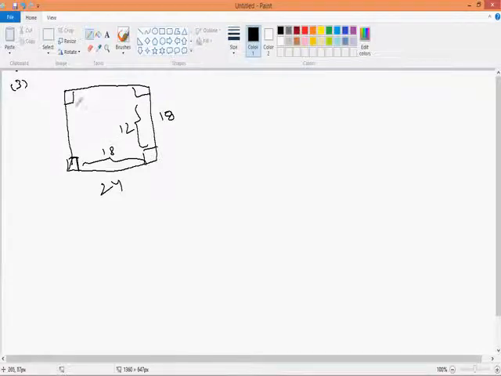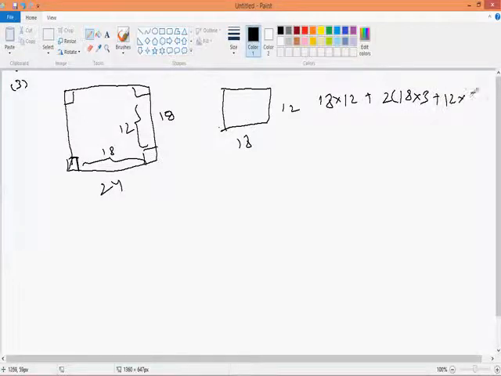The surface area of the box: suppose a new one is formed like this, and this is 18 and this is 12, and it has some height upwards. So obviously we will write it as the area of the base, that is 18 into 12, plus it has risen, so the height has become 3. So we are going to write twice of 18 into 3 plus 12 into 3. Why twice? Because 18 into 3 is this side and 12 into 3 is this side and this side. Both of them will come.